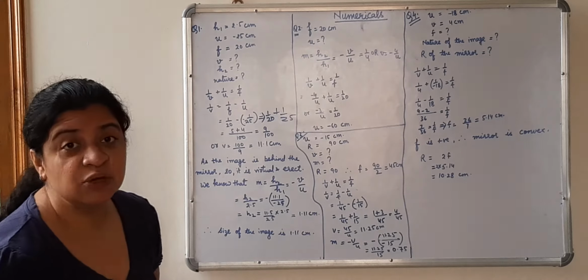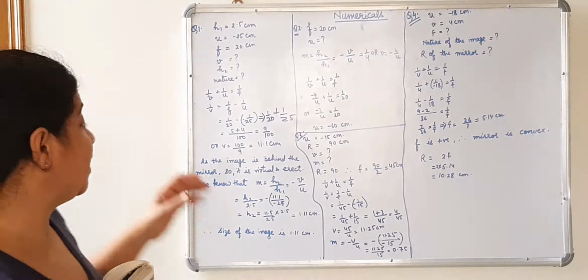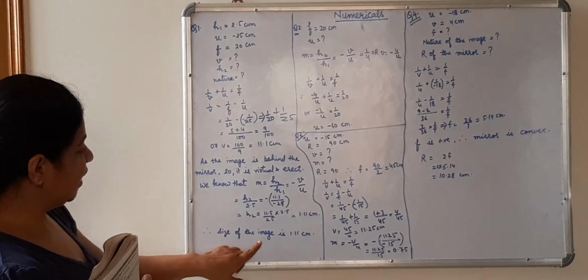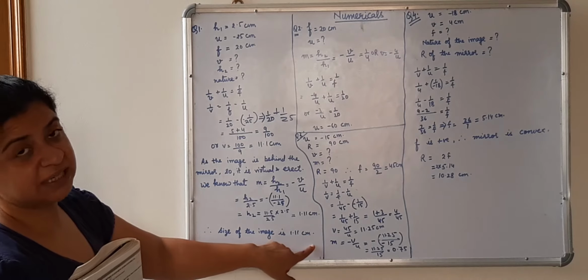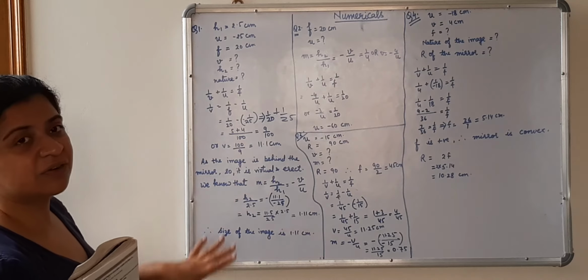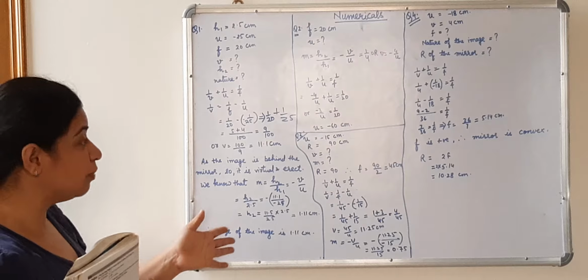Now you can see, you know the table, in case of a convex mirror, images formed are always diminished. See, the height of the object was 2.5 centimeter, the height of the image is 1.11 centimeter. See the difference. So from it, it is clear that the size of the image is diminished. See how we relate the table with our numericals.